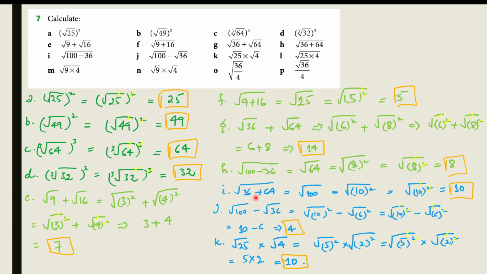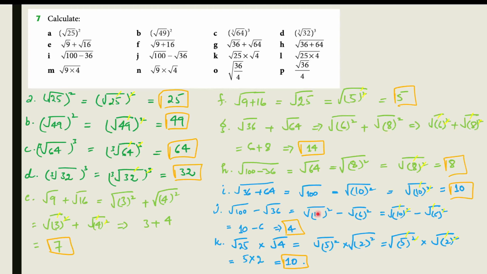Next part, we are having 36 plus 64 under the root, which is equal to 100 under the root. We can write 100 as a square of 10. So 10 square is equal to 100. So this 10 square, we have written it under the root. The square gets cancelled with the root. We are left with 10, and 10 is our answer. Then we are having 100 under the root minus 36 under the root. So we will be operating each root separately in here, as you can see.